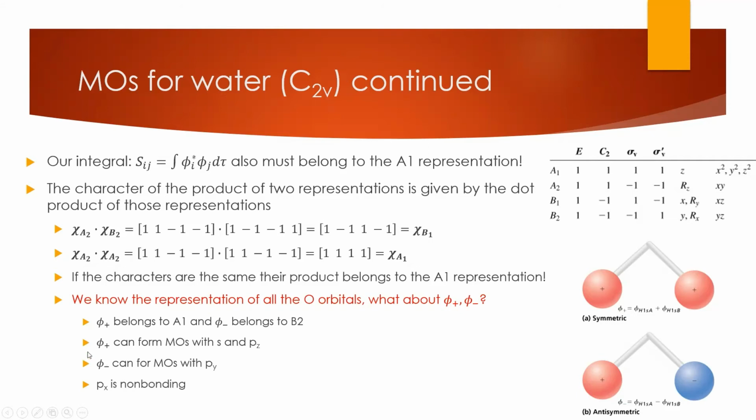And so what that means is that phi plus can only form molecular orbitals with S and PZ. Here we see Z, and the S comes from being x squared plus y squared plus z squared, so S is also a member of the A1 representation. And the minus here can only form with PY, which also belongs to the B2 representation. And PX is non-bonding.